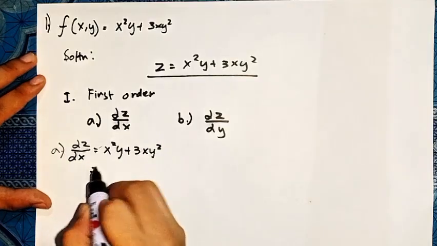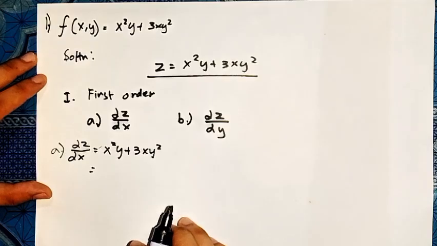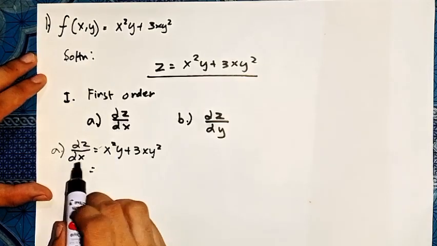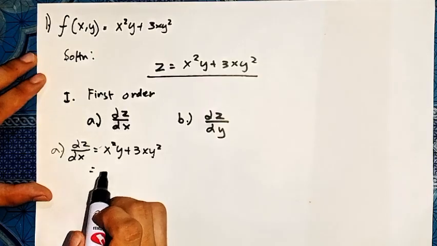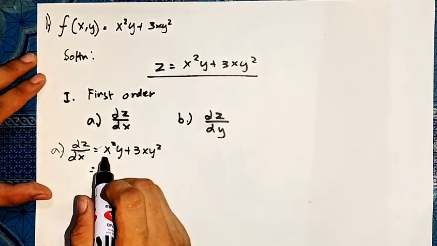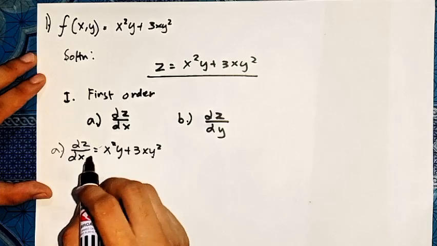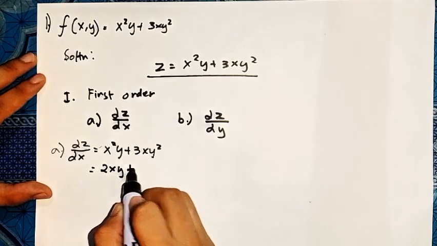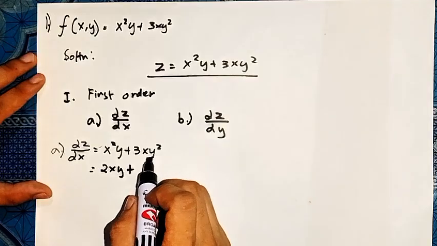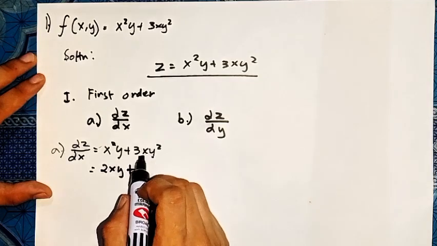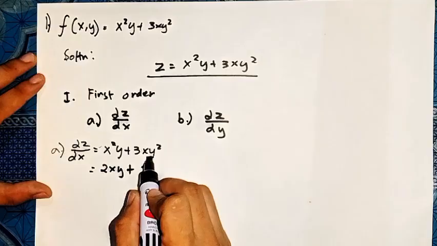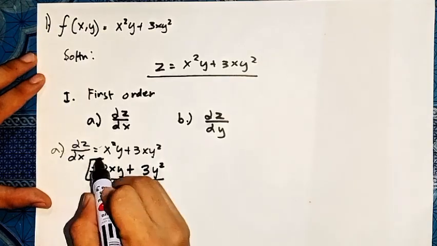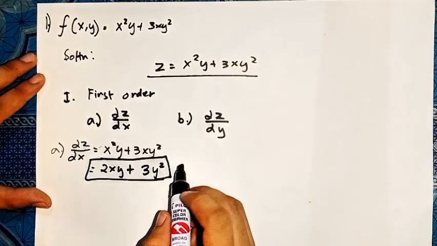Now, how to derive this with respect to x? Remember, since we are deriving this equation with respect to x, we will let y be constant. So the derivative of x squared y with respect to x is 2x and y, since y is a constant, plus the derivative of 3xy squared with respect to x, which becomes 3, copy the constant y squared. So this is our partial derivative of z with respect to x.